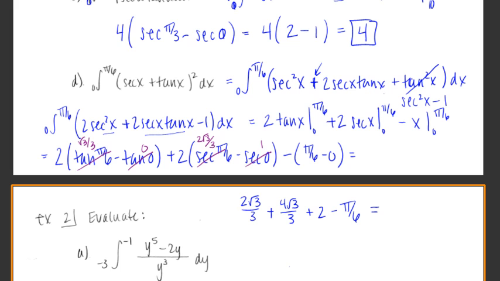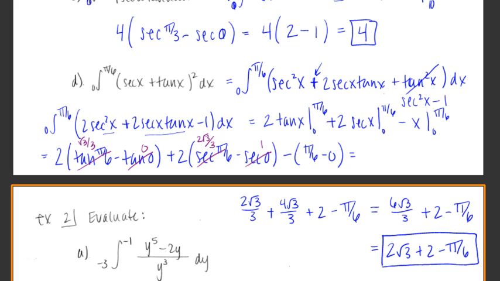Y'all are going to have to check me on this stuff. But 2 square roots of 3 and 4 square roots of 3 will be 6 square roots of 3 over 3 plus 2 minus pi over 6. And last but not least, why don't we just reduce this first fraction? We'll write it as 2 square roots of 3 plus 2 minus pi over 6, and we'll call that finished.